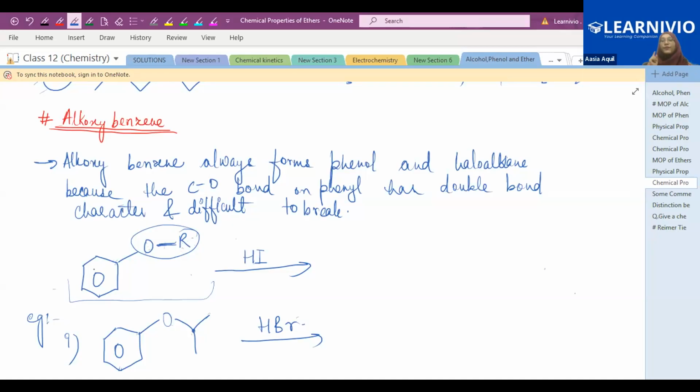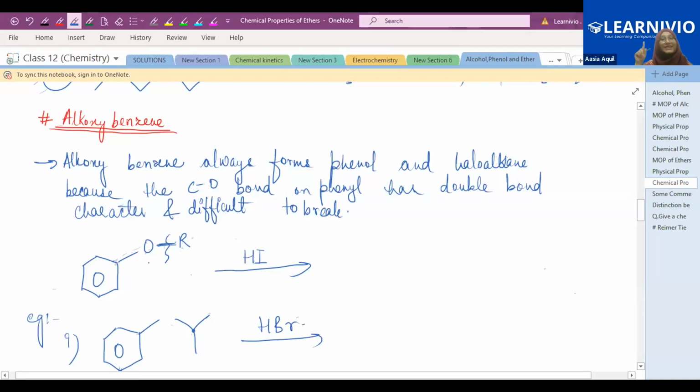Alkoxybenzene will always form phenol and haloalkane. Why? Because again the question is which bond you will break. If we are using cleavage of the CO bond, we are supposed to break the carbon and oxygen bond. Now the question is which bond you will break. You should remember this: why can't we break this bond? Because this oxygen is involved in the resonance, and it has a partial double bond character. It is very difficult to break this bond. So this other bond will break. You don't have any option.